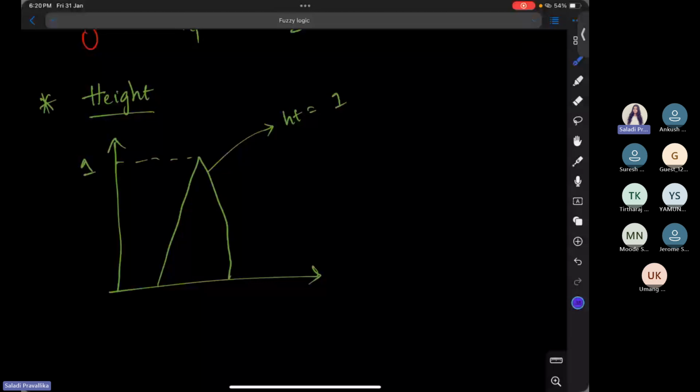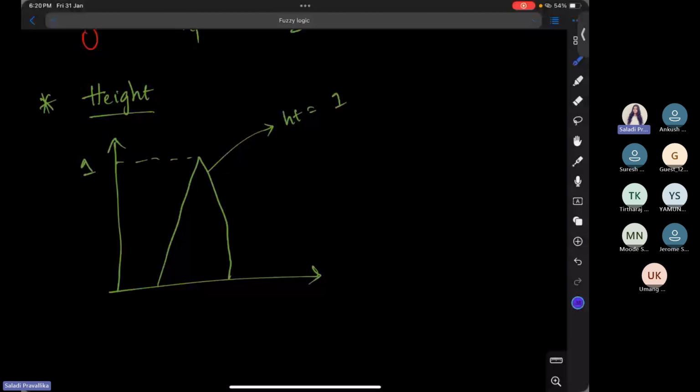In the last class we have discussed what a subnormal fuzzy set is, right? If the height of A is less than 1, then we call it a subnormal fuzzy set. So in a given fuzzy set, if we do not have a membership value equal to 1 for any value of x, then it is termed as a subnormal fuzzy set. Okay, I hope I'm clear.